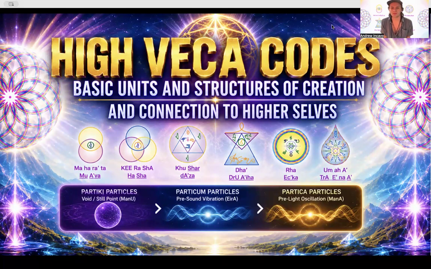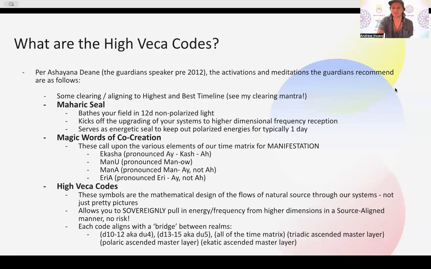We are talking about high Veca codes today, basic units and structures of creation and connection to your higher selves, notably to realms 13 through 15 and above, right? There are dimensions beyond that as well. We're going to talk all about that. Let's get rolling. So, what are the high Veca codes?